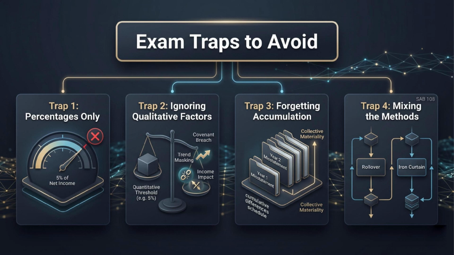Fourth, do not mix rollover and iron curtain. Rollover is current period income focus. Iron curtain is accumulated balance sheet focus. Under SAB 108, registrants apply both separately. One clean test does not cancel the other.